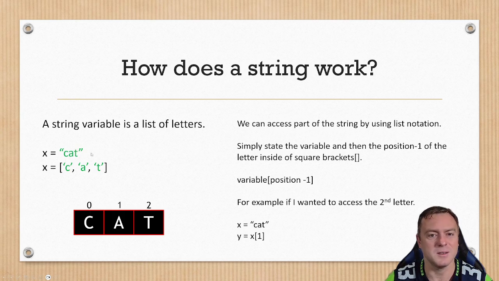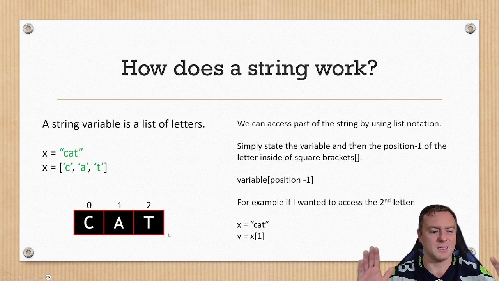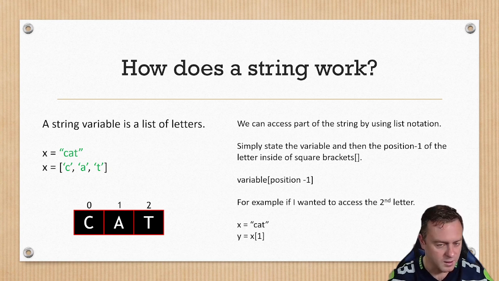So a string is a list of letters, like cat would be stored as C, A, and then T. And we can access the part of the string by using list notation. This is basically where you use the variable and the square brackets and then say the position. For example, if you want to access the second letter, we would use x square brackets 1 because that's where the second letter is. It's in the first position, which is a little bit hard to get your brain around initially, but all you've got to know is that you basically shift it 1 to the left.